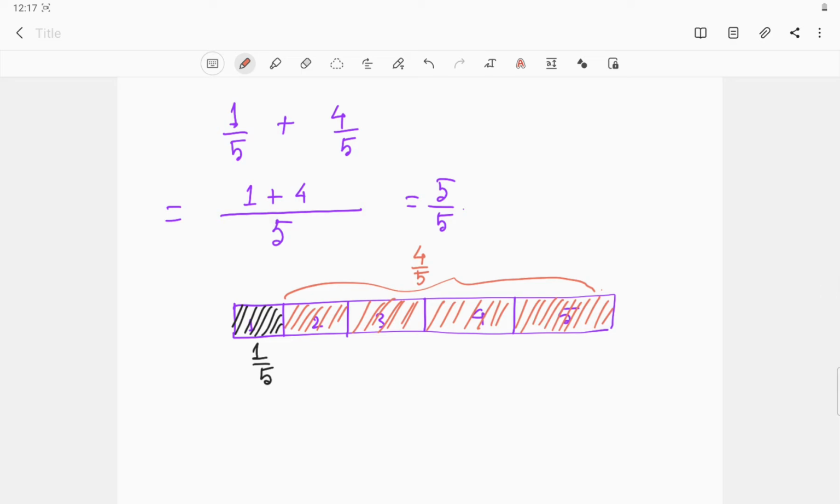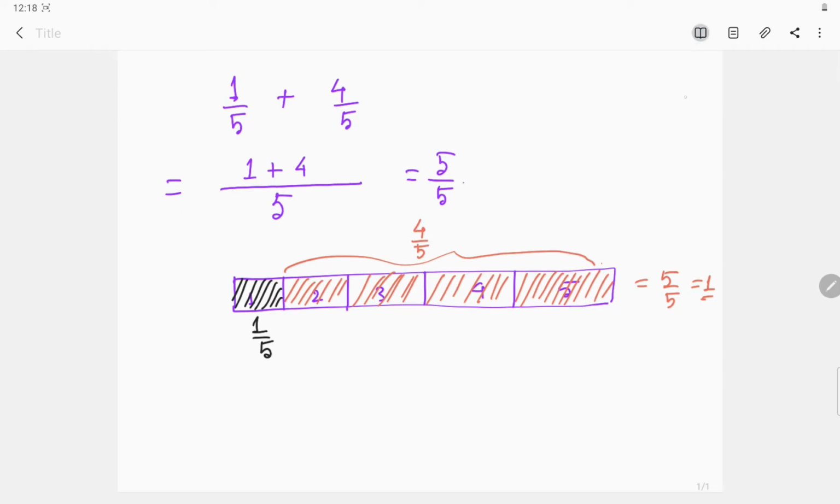If I add them, you will get the whole strip, that means 1. So it will be 5 by 5, it means 1. I told you before, if the numerator and the denominator are the same, then it makes a whole, so it makes the whole strip. So this is the way to find the result.